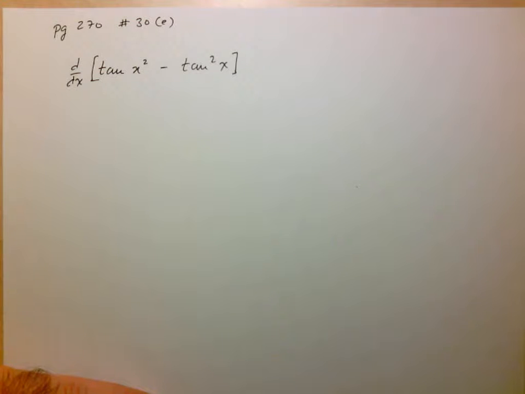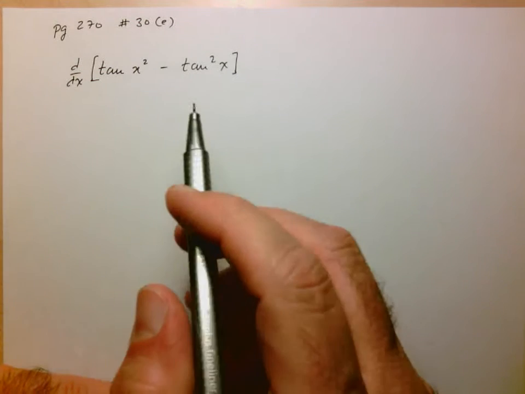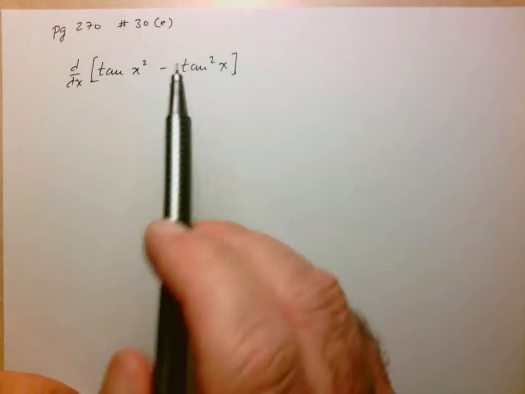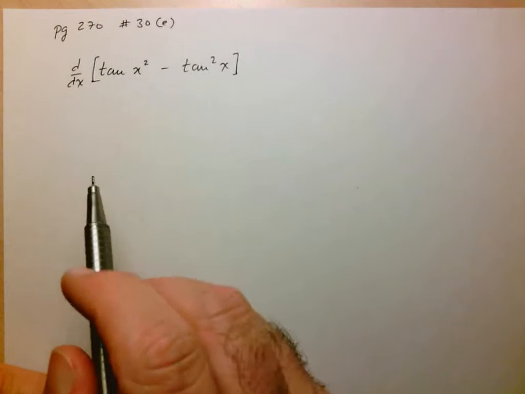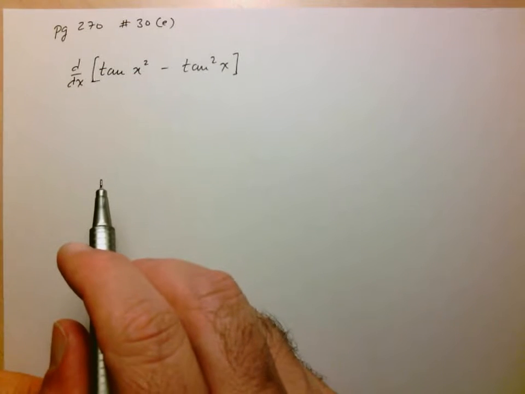Hi folks, we're going to take a look at page 270, number 30E. So they're asking us to find the derivative of this function here. So we're going to have to use the chain rule twice here, but in slightly different ways.